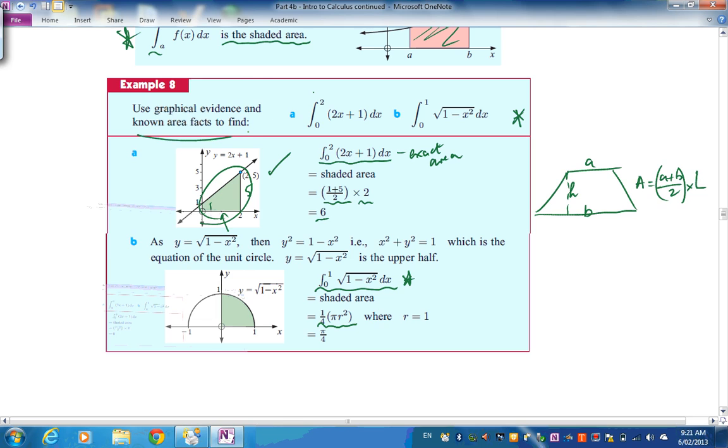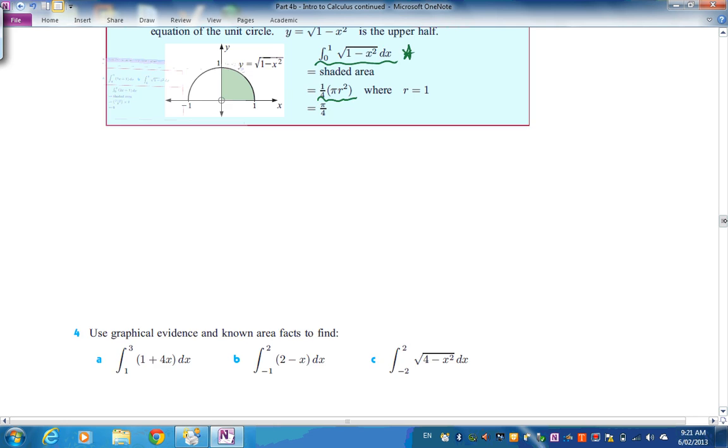It's using graphical evidence and known area facts. What if the graph isn't one where we can apply known area facts? It isn't a known trapezium area or triangle area or a circle area. Anyway, that's still a problem, isn't it? We're only going to be able to do this exact method of calculation if the area is a known shape.